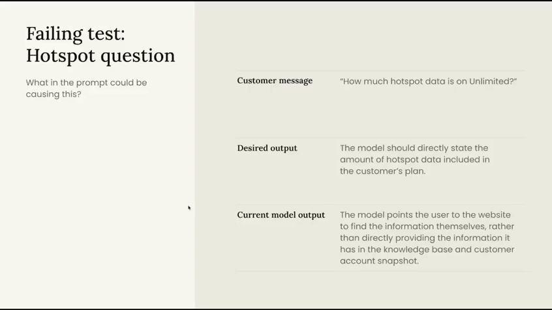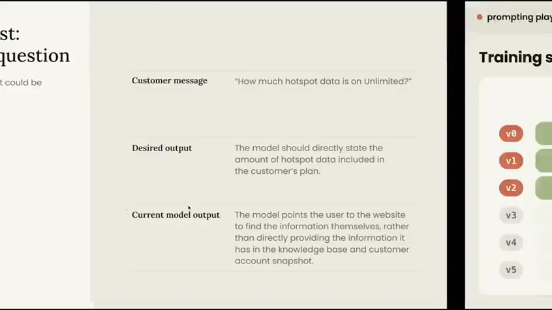So the question is, how much hotspot data is on my unlimited plan? What we expect the model to do is state directly the amount of hotspot data that the customer has. And the reason this is a slightly complex case is because the customer test case that we're dealing with is on a legacy plan. So actually, the current policy doesn't apply to them.